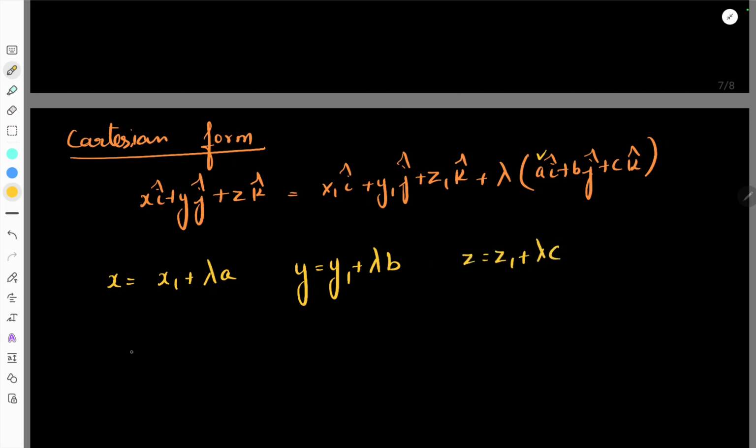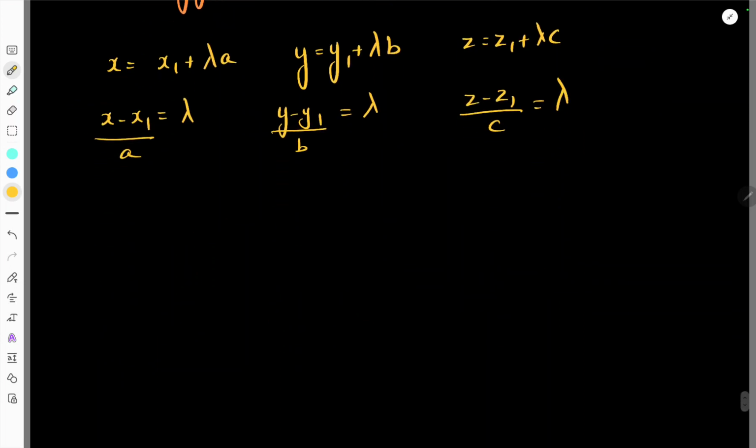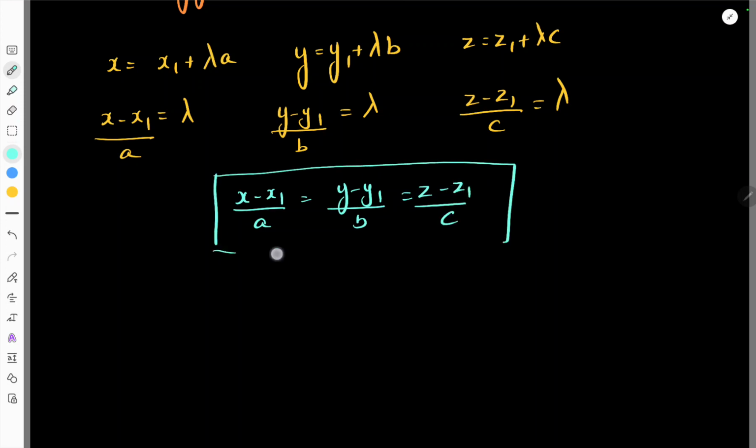z1 plus lambda c. From here we got x minus x1 equal to lambda a, which means if this a comes here, x minus x1 by a equal to lambda. Similarly y minus y1 equal to lambda b, so divided by b. And z minus z1 by c equal to lambda. All are equal to lambda, which means the ratios are equal. So I can write x minus x1 by a equal to y minus y1 by b equal to z minus z1 by c. So this is the Cartesian form.